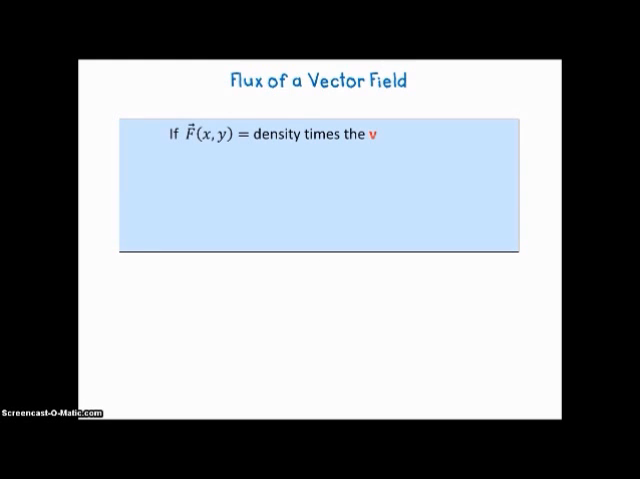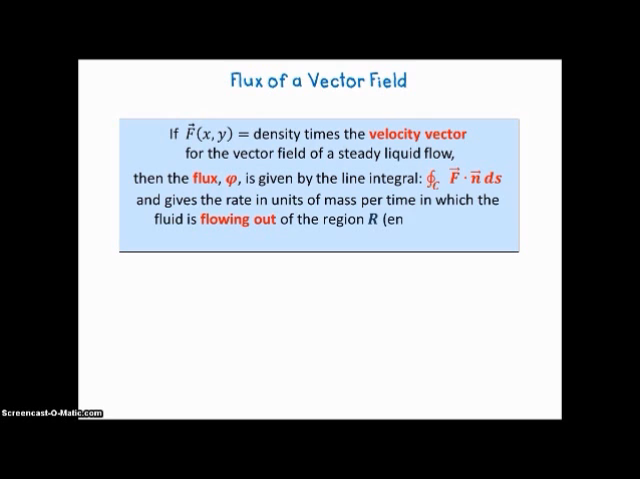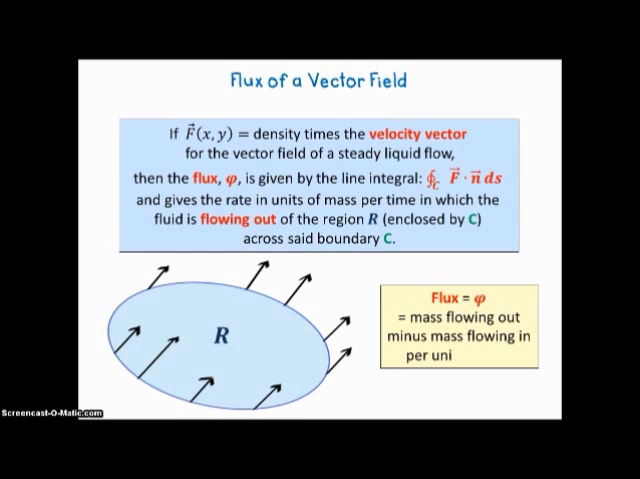Continued. If F of x, y equals density times the velocity vector for the vector field of a steady liquid flow, then the flux is given by the line integral of F dot n ds, and gives the rate in units of mass per time at which the fluid is flowing out of the region R enclosed by C across said boundary C. Now, you might have a case where for part of the curve the fluid is flowing out of the region, and for part of the curve the fluid is flowing into the region, in which case the flux will equal the mass flowing out minus the mass flowing in per unit of time. So it all depends on the application.